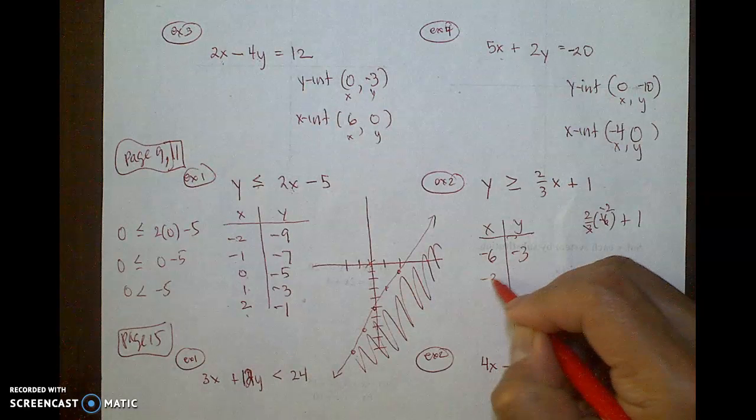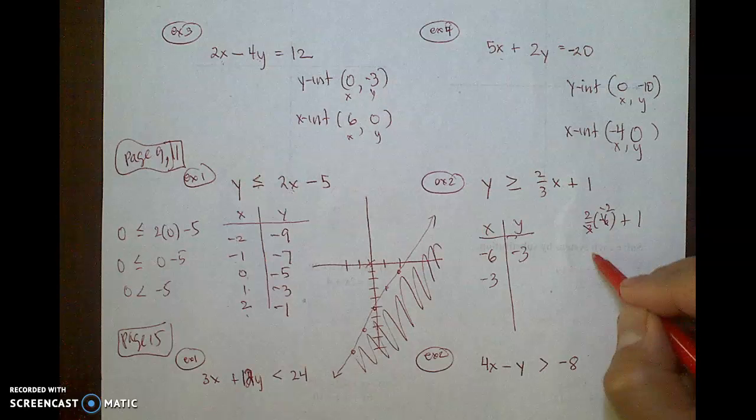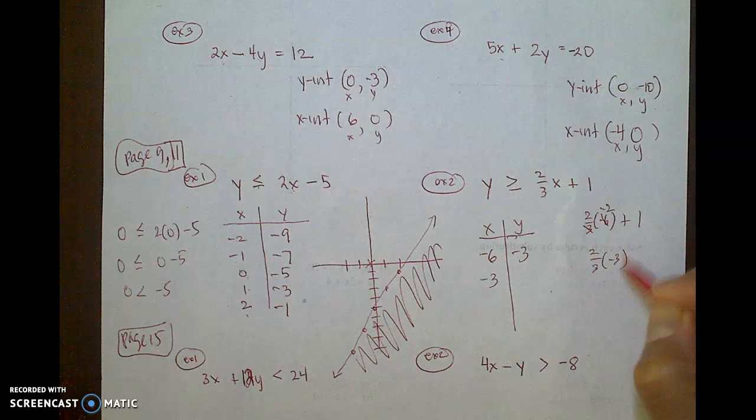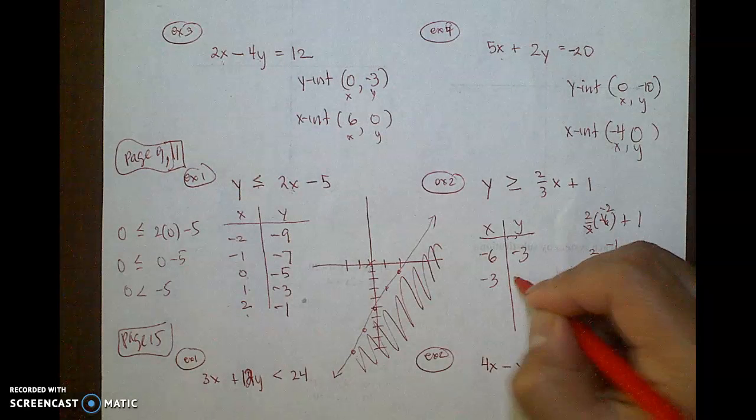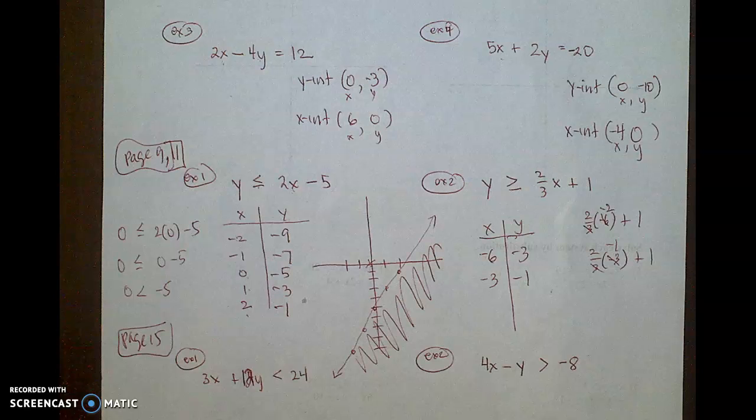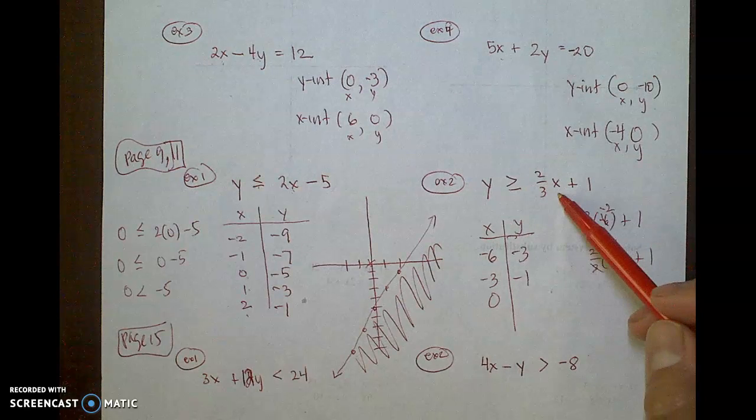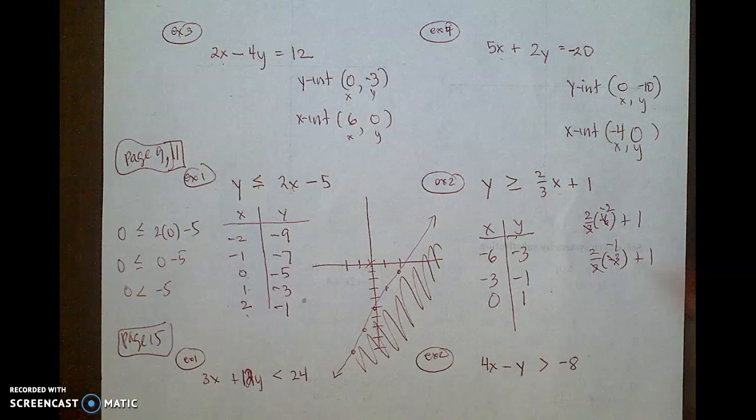Let me pick negative 3 as my x number. Plug negative 3 in for x. 3 in is negative 3, reduce this down to negative 1. 2 times negative 1 is negative 2, plus 1 is negative 1. Right? 0 is nice. 2/3 times 0 is 0, plus 1 is 1.